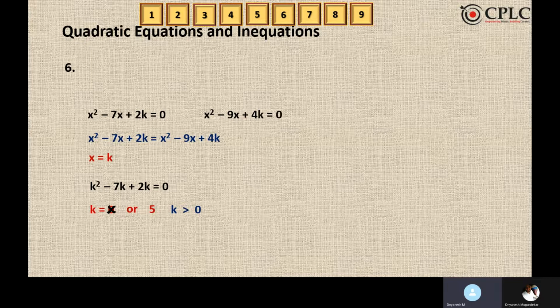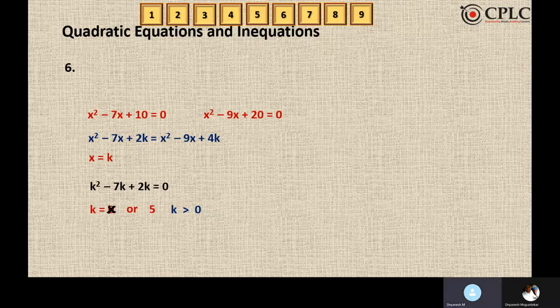So the moment we get the value of k, you can substitute that value in the original two equations and you will have the original two equations, which you can factorize later. So substitute k as 5. The first equation becomes x² − 7x + 10 = 0. Second equation becomes x² − 9x + 20 = 0.